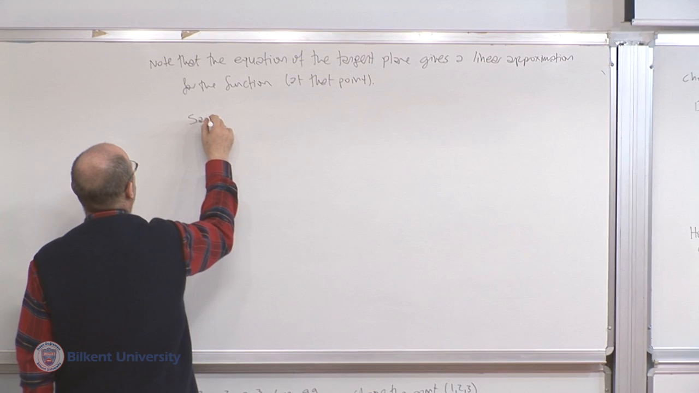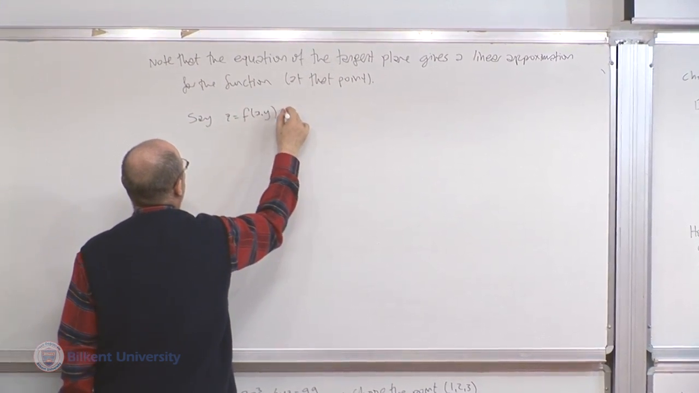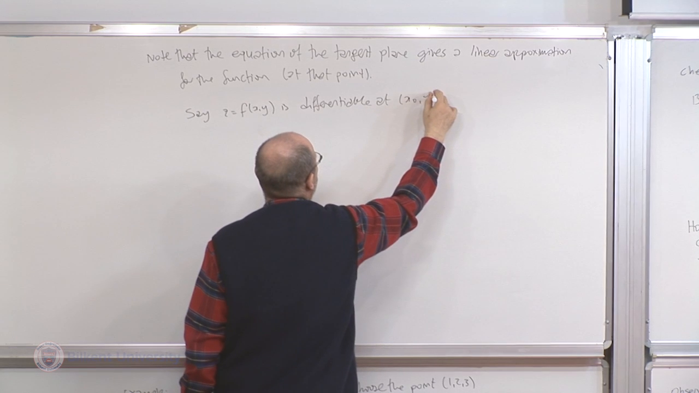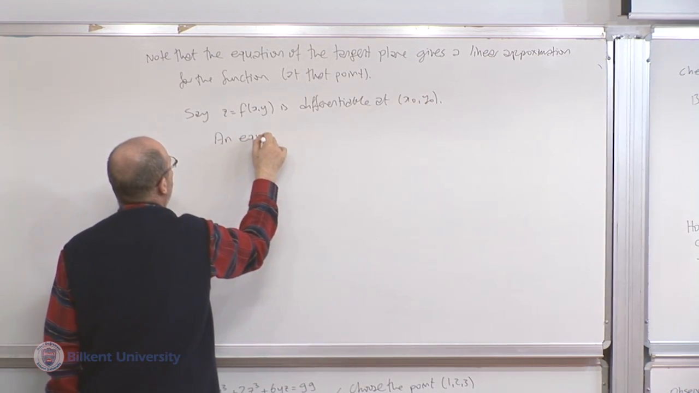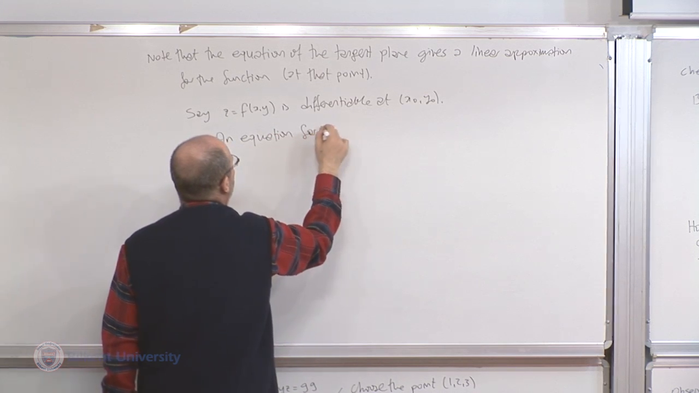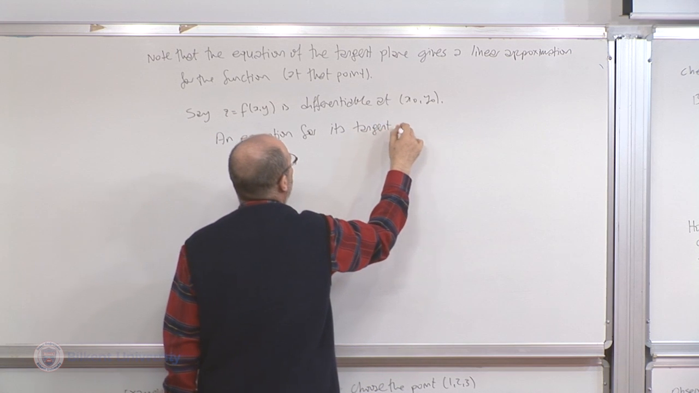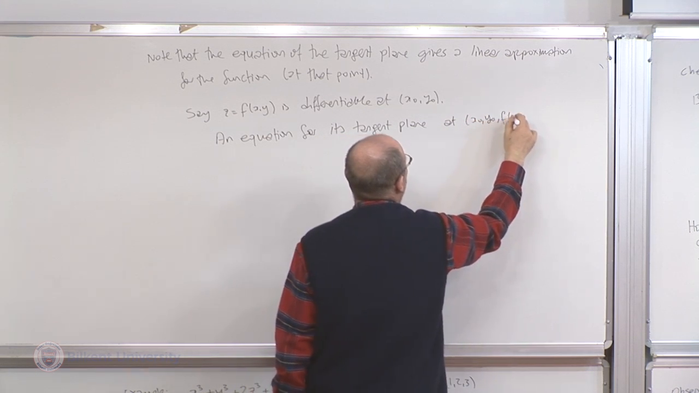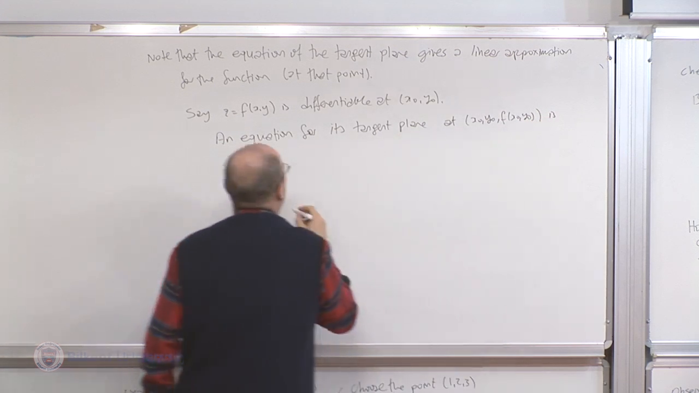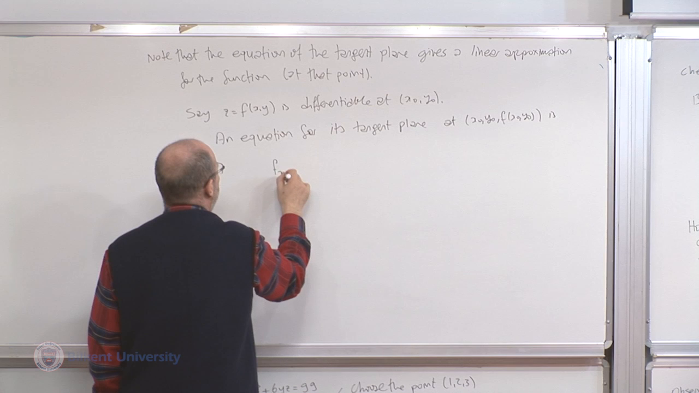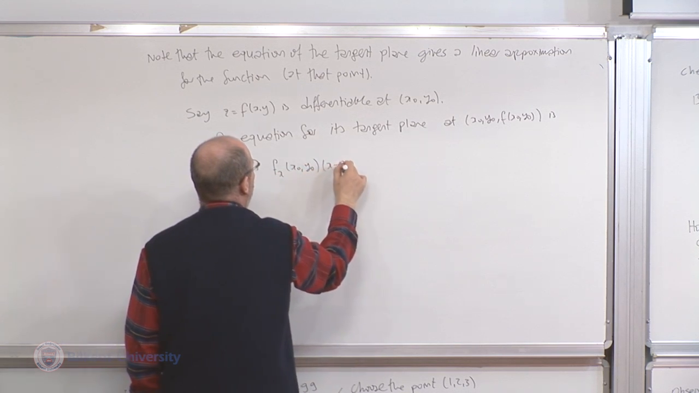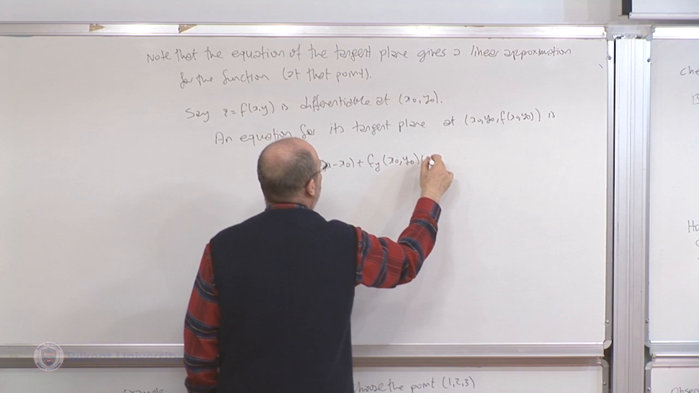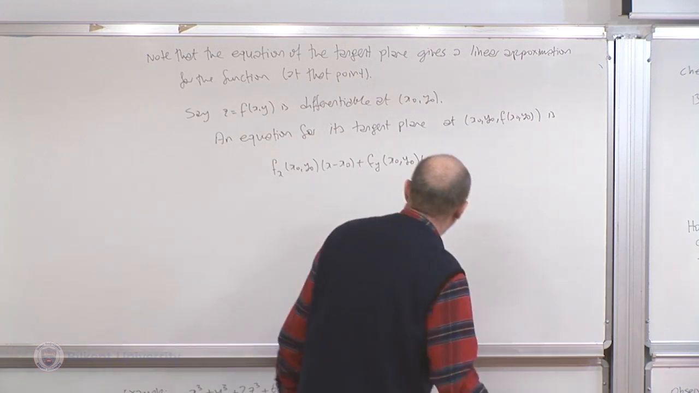Say z equals f of x, y is differentiable at x sub 0, y sub 0. An equation for its tangent plane at x sub 0, y sub 0, f of x sub 0, y sub 0 can be given as the derivative f sub x at x sub 0, y sub 0, times x minus x sub 0, plus f sub y at x sub 0, y sub 0, times y minus y sub 0.